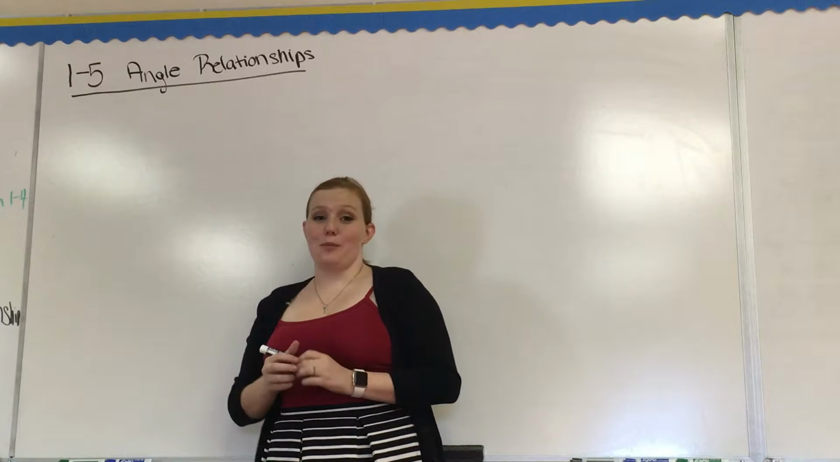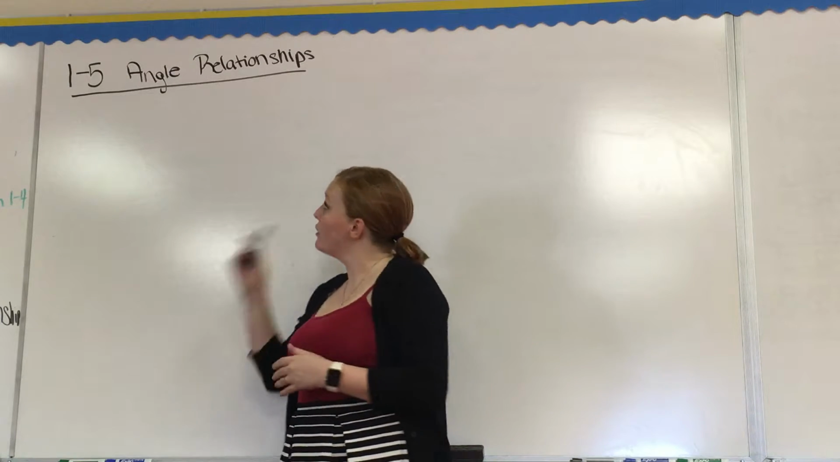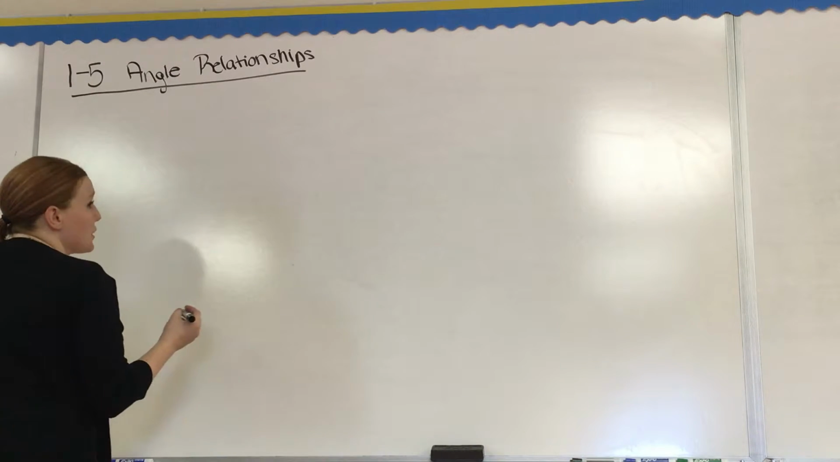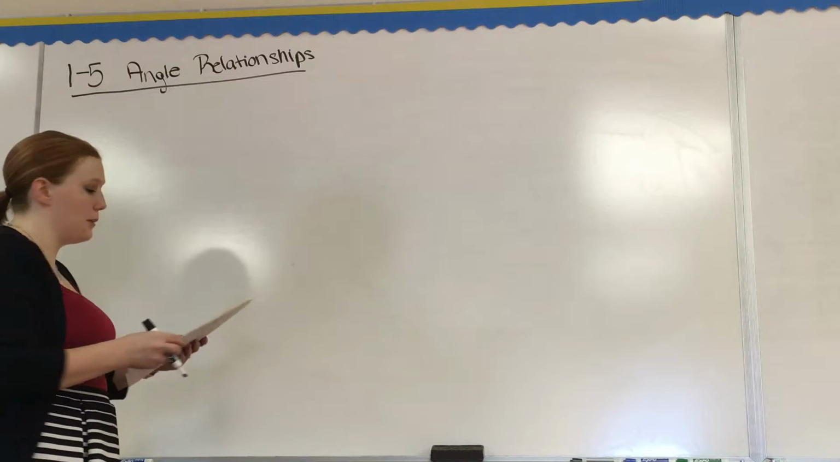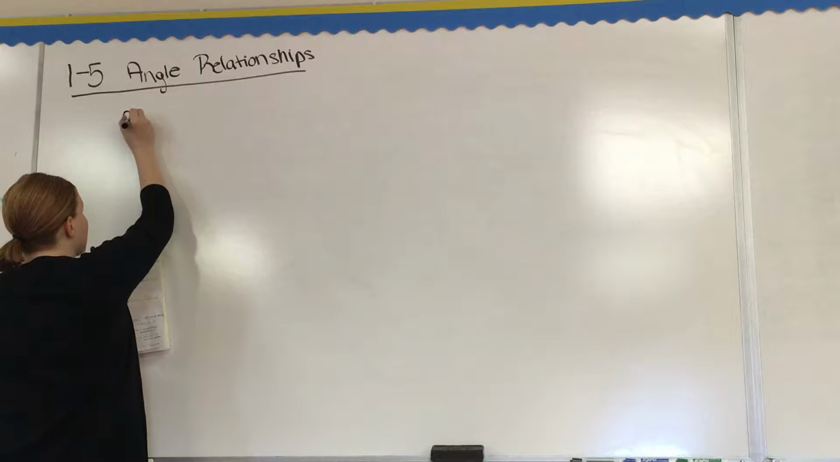Welcome back to geometry. We are at chapter 1, section 5. It is over some angle relationships. As always, we're going to do some vocab. I know vocab's not the most exciting thing, but it is really important. So first off, our first vocab is adjacent angles.